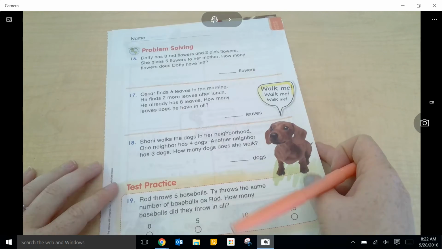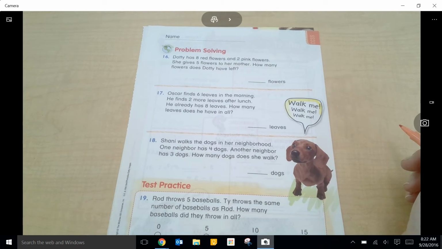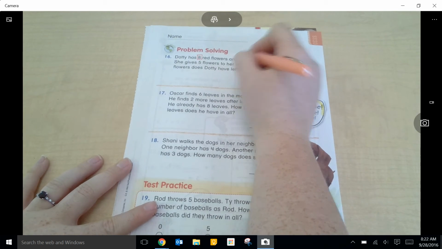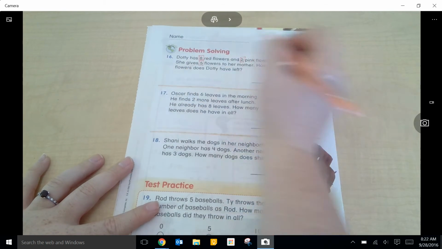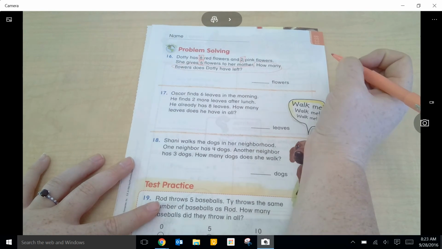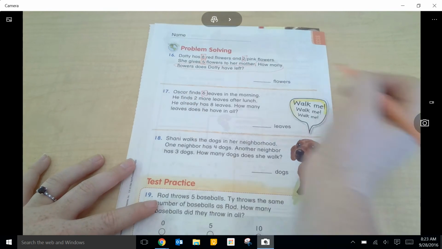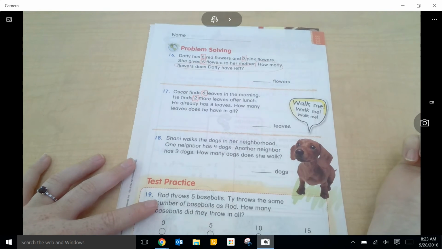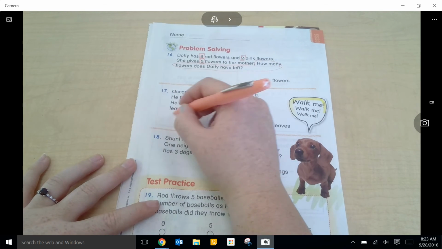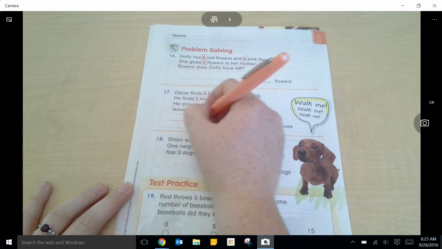All right, we are on to our word problems. I'm going to box the numbers and circle the question. You'll come up with everything else all on your own. Dottie has 8 red flowers and 2 pink flowers. She gives 5 flowers to her mother. How many flowers does Dottie have left? Oscar finds 6 leaves in the morning. He finds 2 more leaves after lunch. He already has 8 leaves. How many leaves does he have in all? You need 2 number sentences on this one.